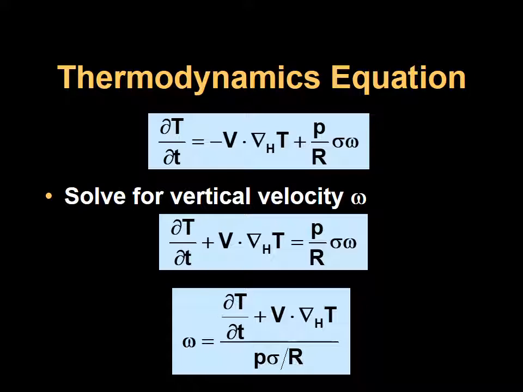Now we're going to solve for omega. This is the vertical velocity. To do that, we have to put all the terms that don't have omega in it on the other side, and then divide both sides of the equation by P over R times sigma. When we do that, omega's on one side. There's a whole bunch of stuff in the top of the equation, and then something with sigma in the bottom.